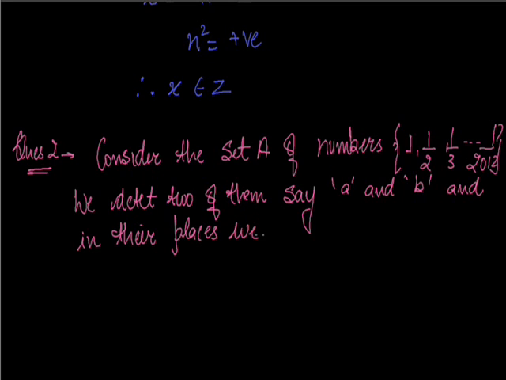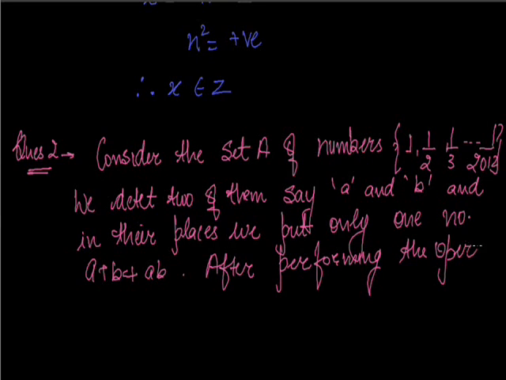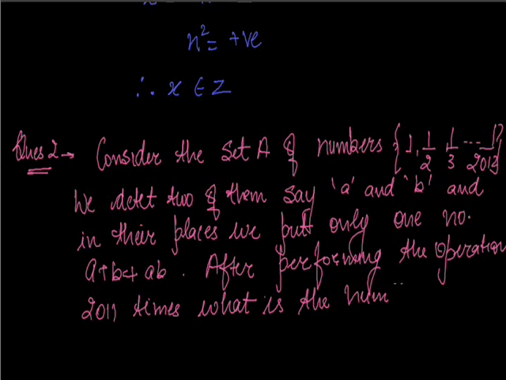We put only one number, A plus B plus AB, after performing the operation 2011 times. What is the number that is left over?